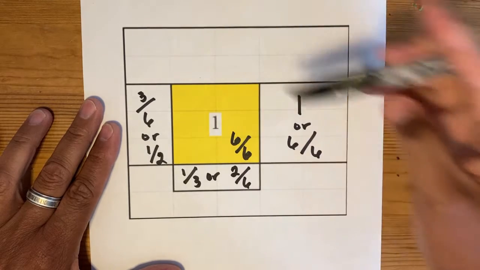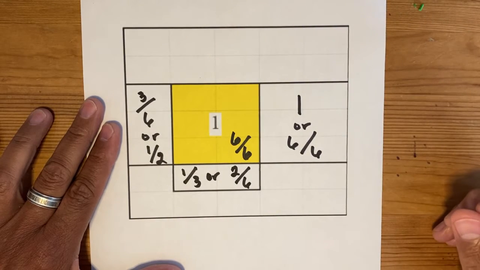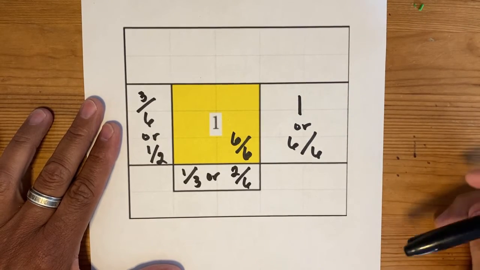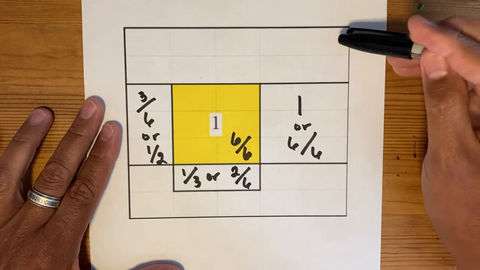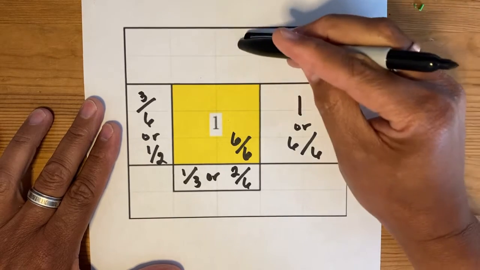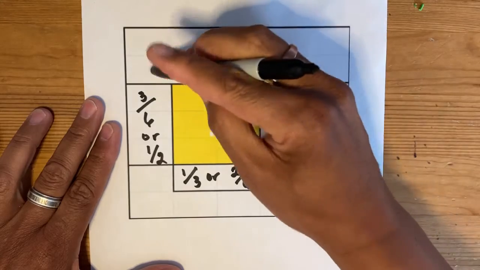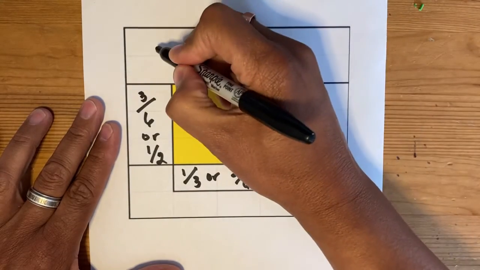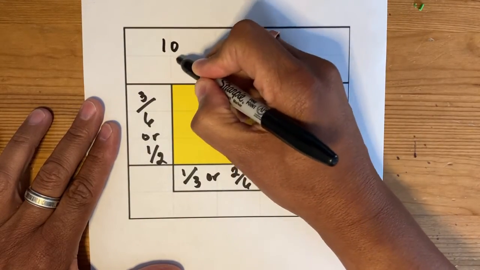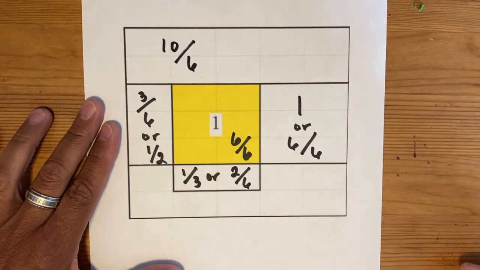All right, this region up here, I think I'm going to count all of the 6ths. So 1, 2, 3, 4, 5, 6, 7, 8, 9, 10. 10 sixths. So I can call this 10 sixths.